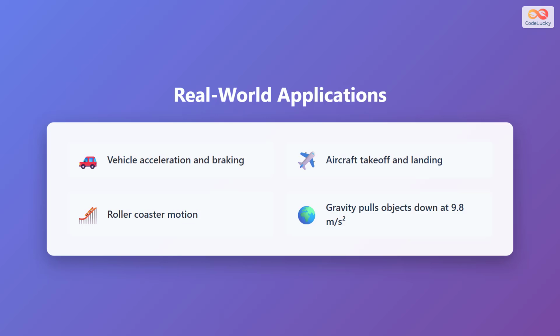Acceleration appears everywhere in the real world. Vehicle acceleration and braking systems are designed with precise acceleration values in mind. Aircraft takeoff and landing require careful control of acceleration. Roller coasters use acceleration to create thrilling experiences. And perhaps most importantly, gravity pulls all objects downward with an acceleration of 9.8 meters per second squared. This is why everything falls at the same rate, regardless of mass. Understanding acceleration helps us analyze and predict motion in countless situations.